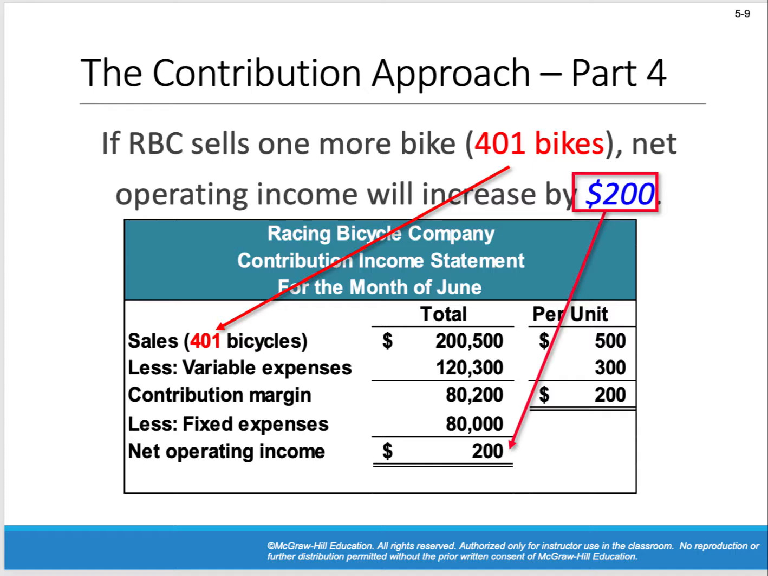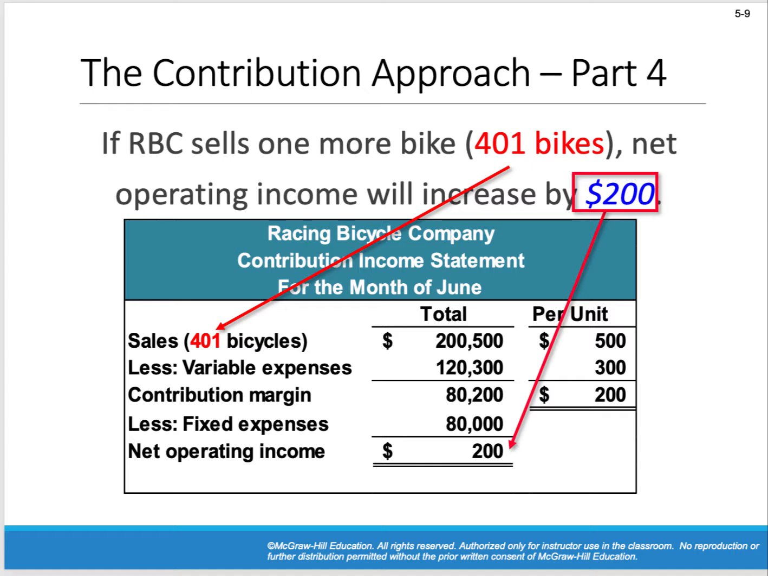Sales revenue is $200,500. How do we get that? Again, sales volume times the sales price. $500, the selling price per unit of the bike, times the volume, 401, gives us $200,500.